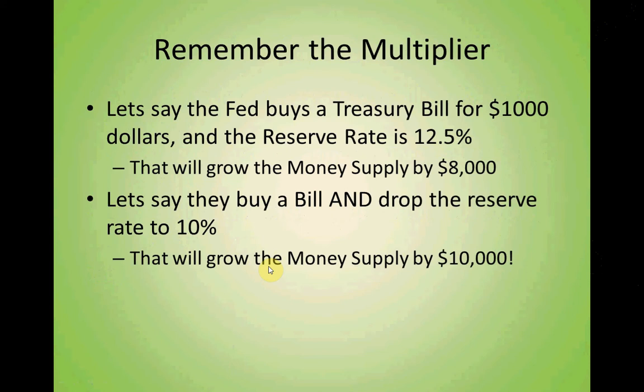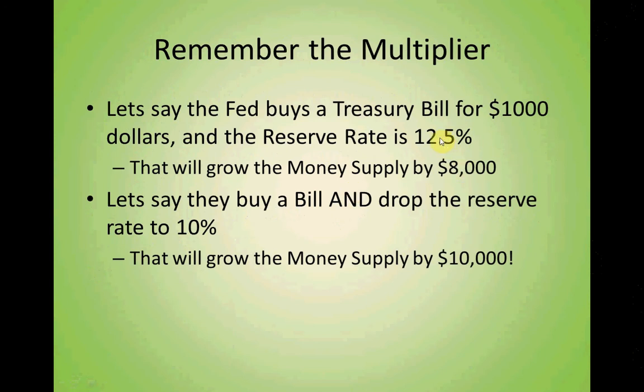So let's say the Federal Reserve buys a T-bill, a Treasury bill, for $1,000, and the reserve rate is 12.5%. All right. So they create $1,000 and give it to the banks. The banks then do their fractional reserve thing. And the growth of M1, so not the monetary base, not M0, but M1, will grow $8,000. And how can we calculate this?